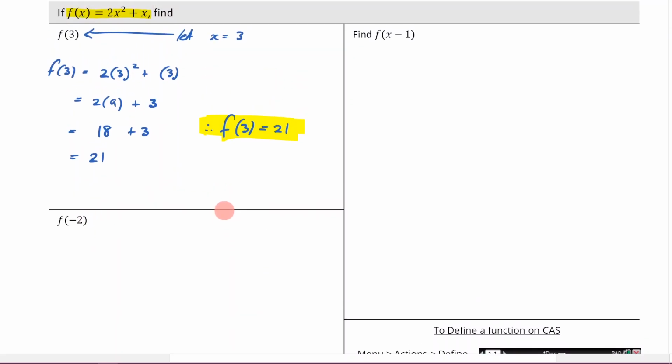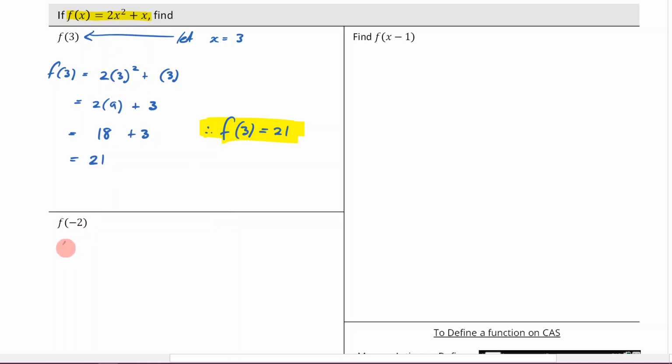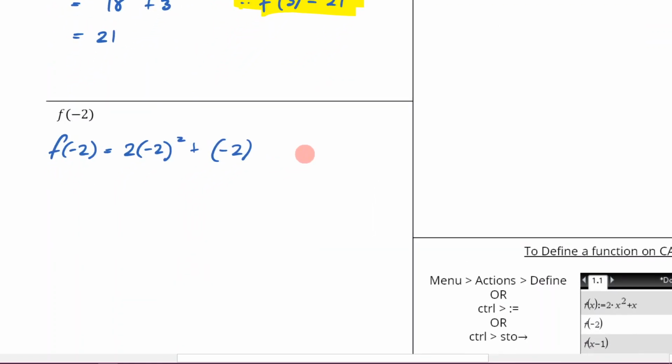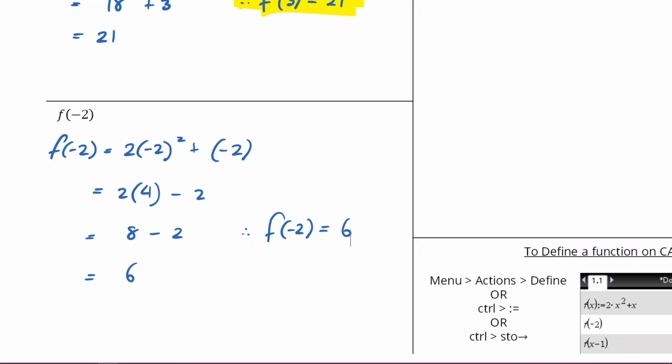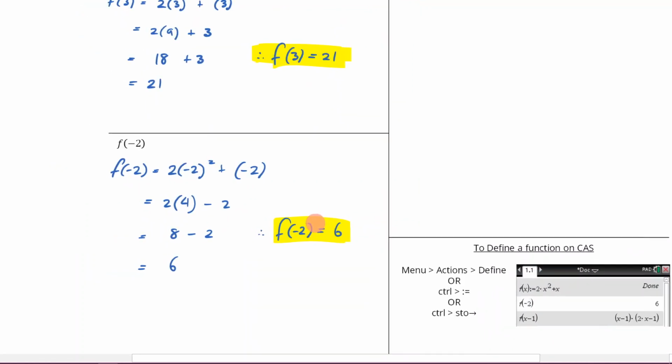So I'm going to take my original function. f of -2 is going to be equal to 2 times -2 squared plus -2. Now it's just a bit of maths. So it's going to become 2 times 4 minus 2, which is 8 minus 2, which is equal to 6. Therefore, f of -2 is equal to 6, and that will be my answer there. So again, it's really just asking you to sub that value into the x spot.